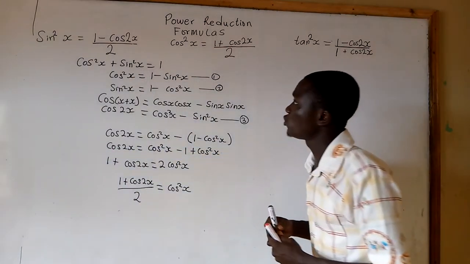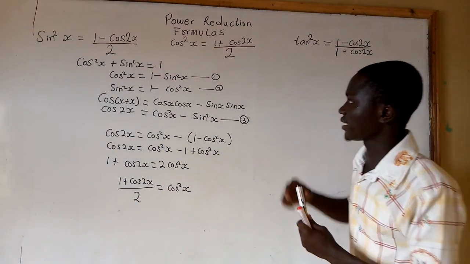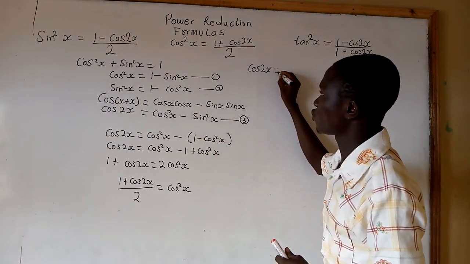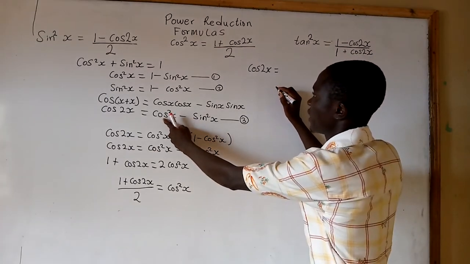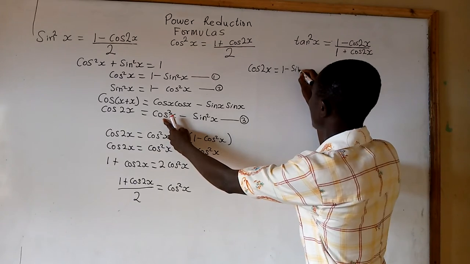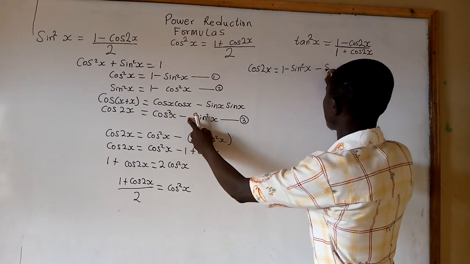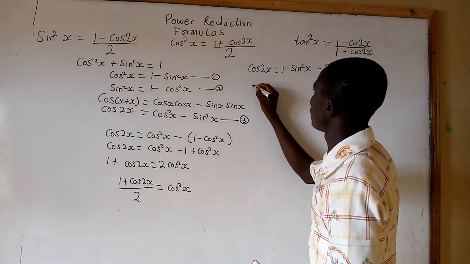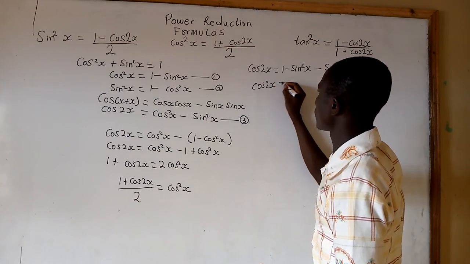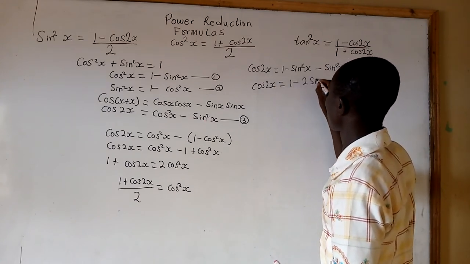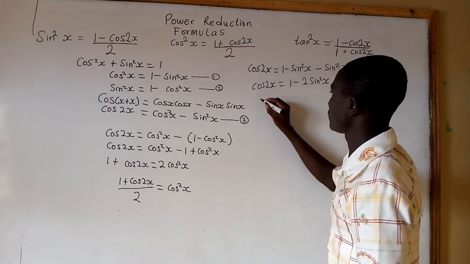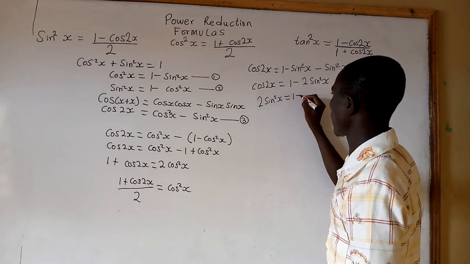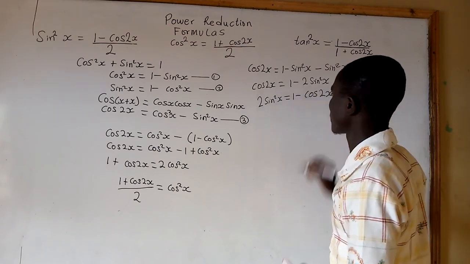Now let us substitute equation 1 into equation 3. Cos 2x equal to cos squared x minus sine squared x, which is 1 minus sine squared x minus sine squared x. Cos 2x equal to 1 minus 2 sine squared x. Positive 2 sine squared x equal to 1 minus cos 2x.